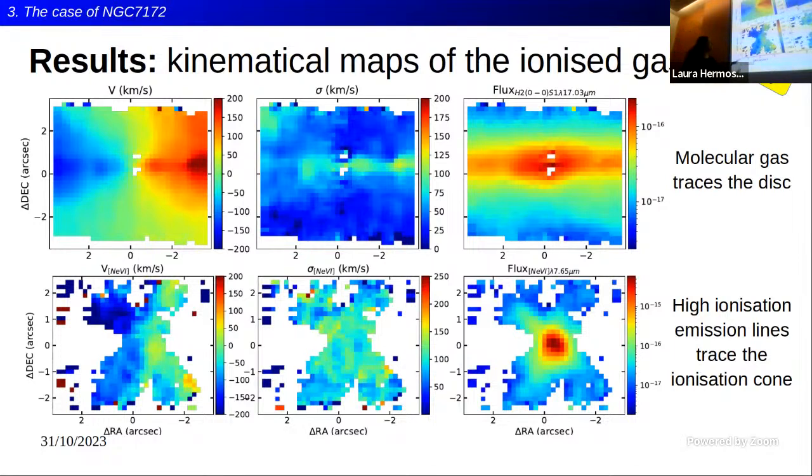But if we focus on the high ionization emission lines, we see a completely different picture. In this case, we are not tracing the disk, but we are tracing this H-shaped gas that is more likely the ionization cone that was already seen. But the big difference is that we are also detecting this ionization cone in the northern part, which was not detected with the optical, with Symphony, or with FORCE.